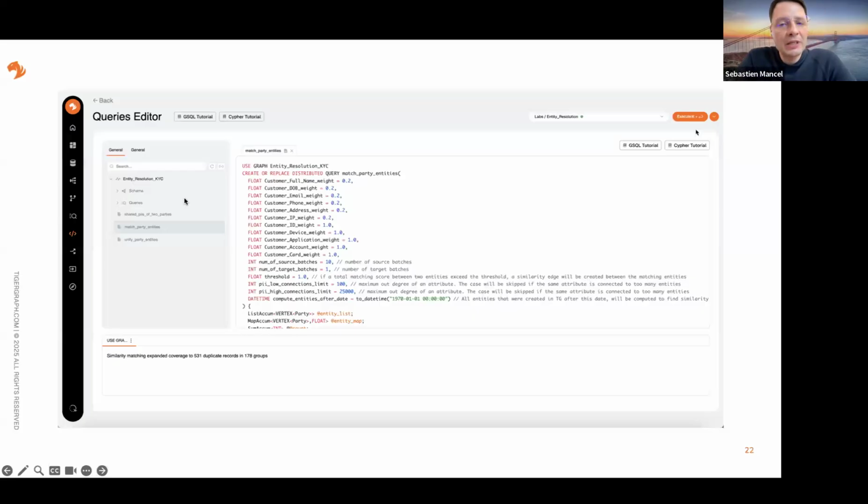So once we run the query, we see the result. 531 duplicate records group into 178 clusters of matched entities. So now we'll run the unify party entities query to merge those clusters into a single record.